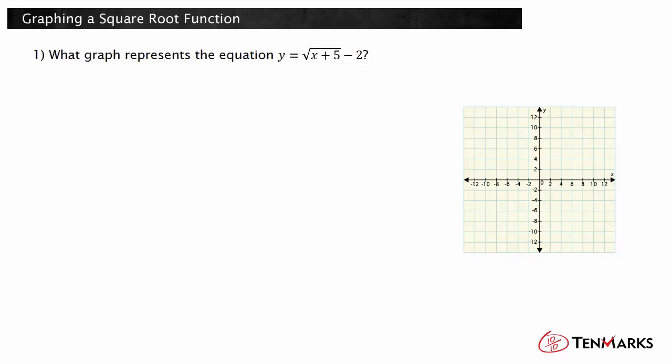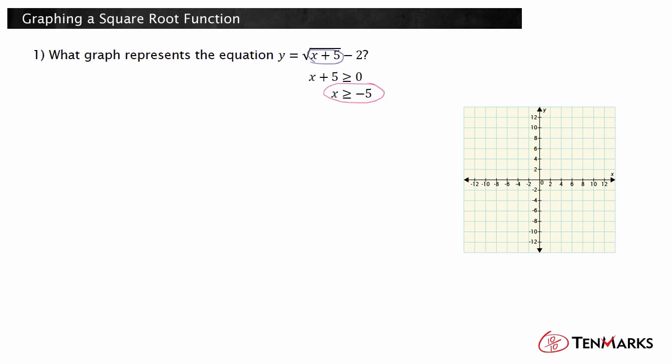Let's take a look at this question. What graph represents the equation y equals square root of x plus 5 minus 2? First, determine the domain. Remember, set the radicand to greater than or equal to 0. Then, solve the resulting equation for x. So all x values of the points on the graph will be greater than or equal to -5.